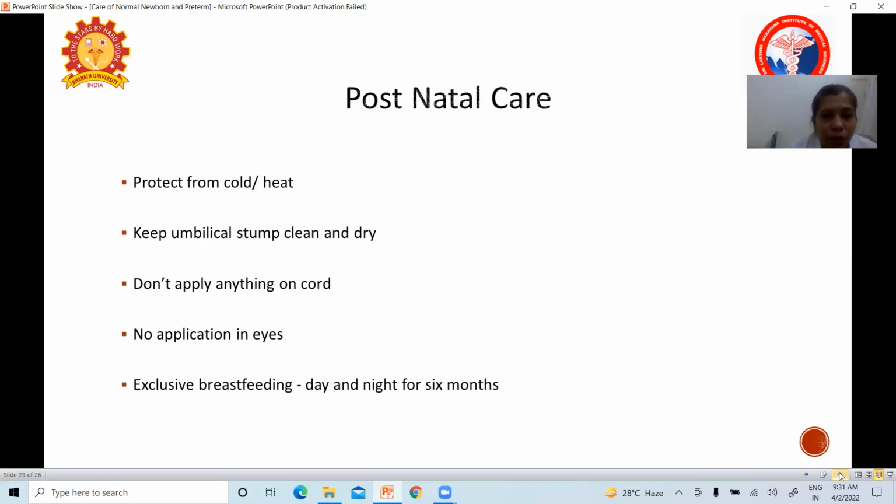Umbilical cord should be kept clean and dry till it falls. Do not apply anything, any ointment, betadine, nothing has to be applied on the cord, no eye drops, nothing is required for the eyes. And the baby should be started on exclusive breastfeeding day and night for at least 6 months. After 6 months also, baby should be having breastfeeding along with the complementary feeding. But for the initial 6 months, the breastfeeding should be exclusive breastfeeding. No other things, not even water or light water or anything should be given.